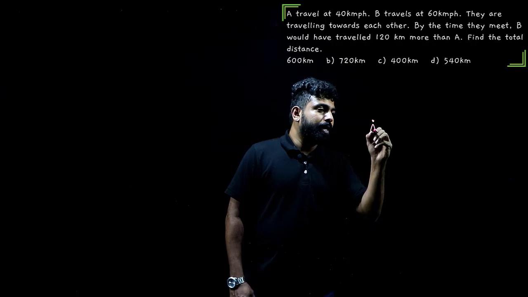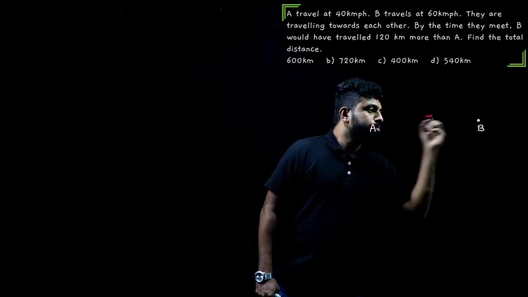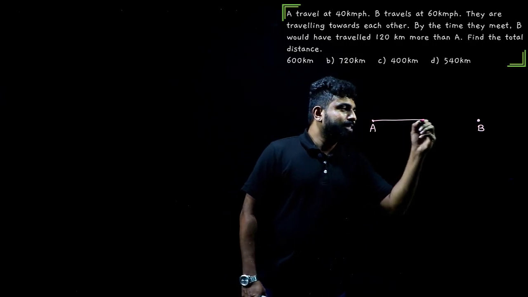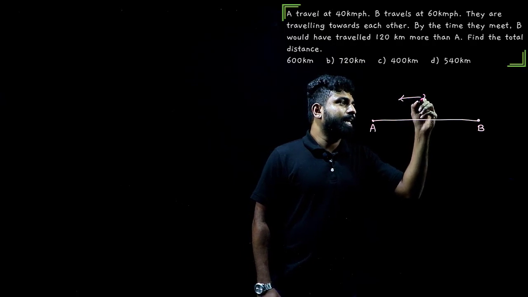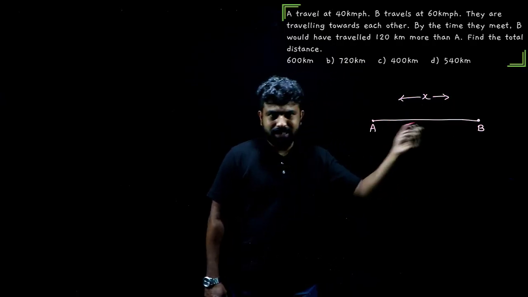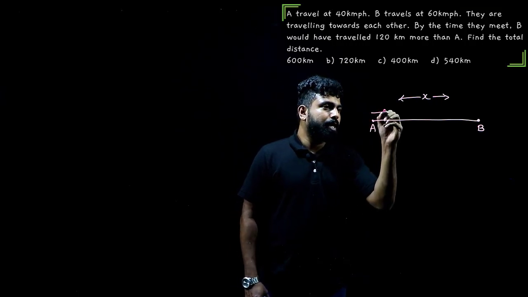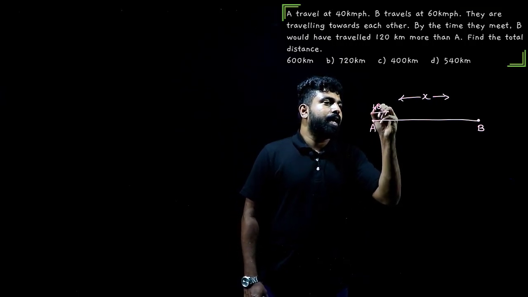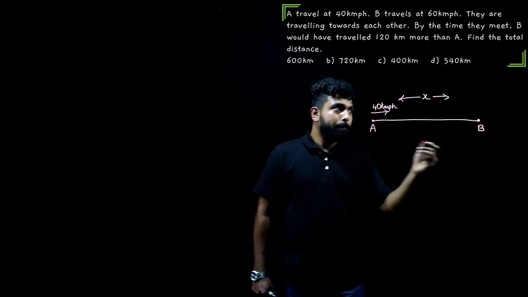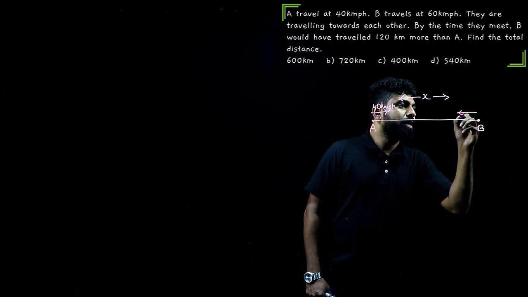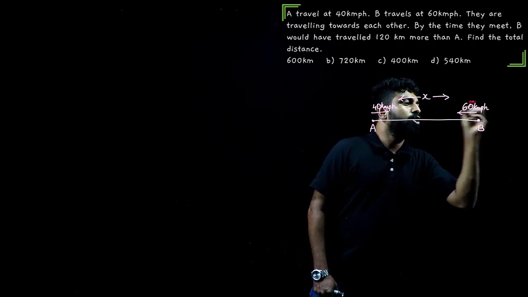So here there will be A and there will be B somewhere over here. There is some distance between these two. Let me consider the total distance between these two as X. X will be the total distance between A and B. Now A is traveling at 40 kilometers per hour. And what about B? B will be traveling at 60 kilometers per hour.